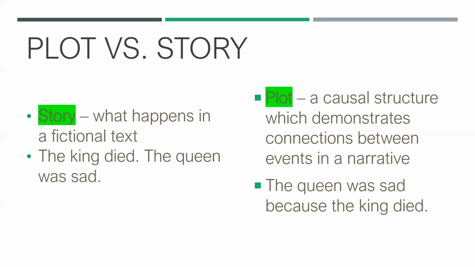Story, then, we might have the example here: the king died, the queen was sad. Two events that happen. Plot is the causal structure between those. The queen was sad because the king died. One event leads to another. So hopefully this distinction is helpful as we start to think about plot structure.